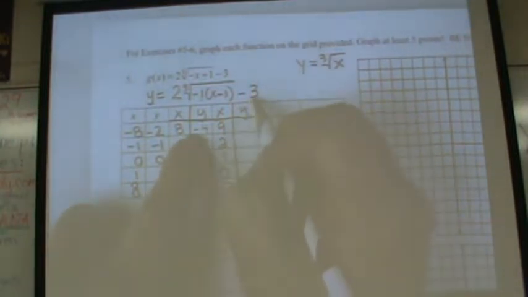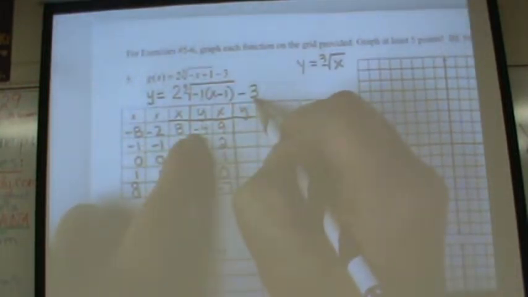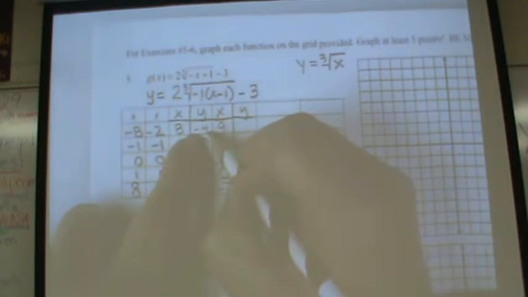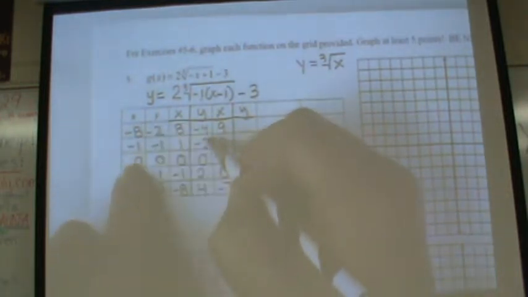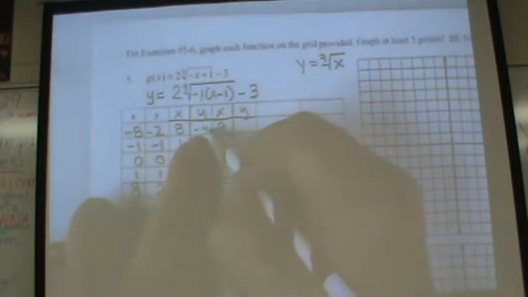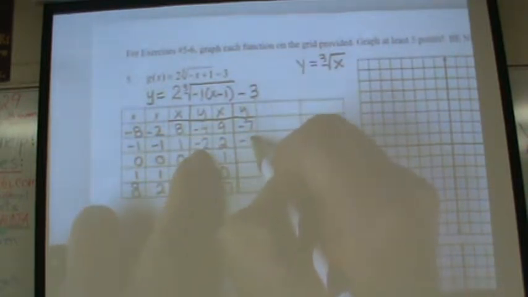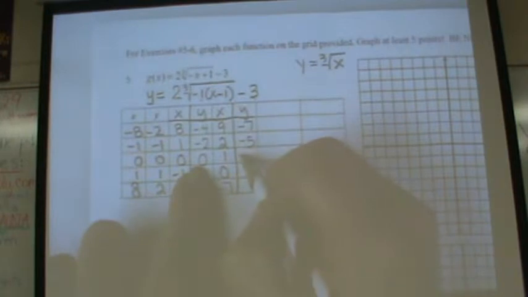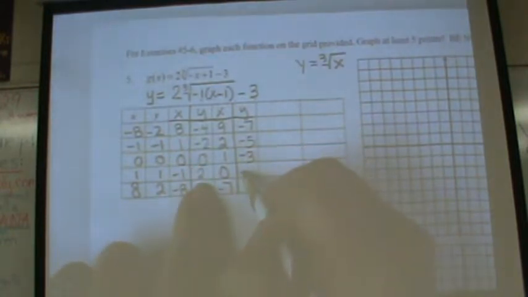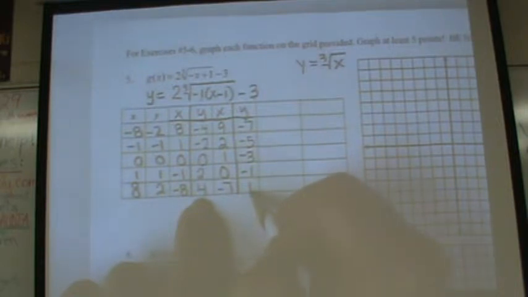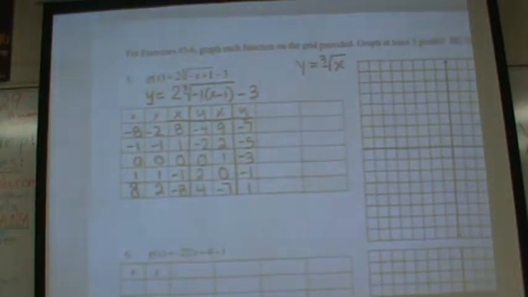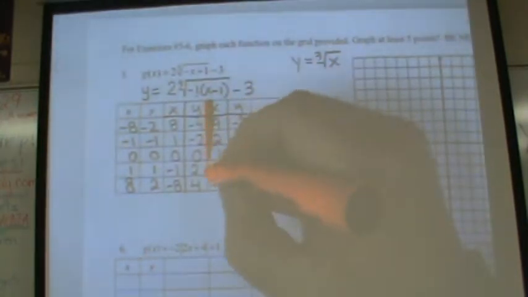And now the next step is I'm going to subtract 3. So if I subtract 3, be careful because I'm looking at this column right here. Subtract 3, you get -7. Subtract 3, you get -5. Subtract 3, -3. Subtract 3, -1. Subtract 3, 1. So now I am basically going to graph these points right here.